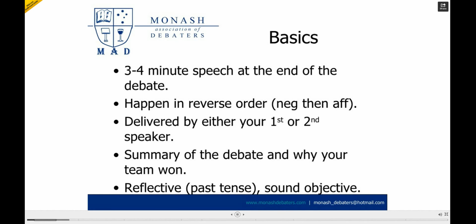So the basics about a reply speech. It's effectively a half speech. So the timing is half of what it would be for a normal speech. A normal speech is 6 to 8 minutes. A reply speech is 3 to 4 minutes, and they happen at the very end of the debate.